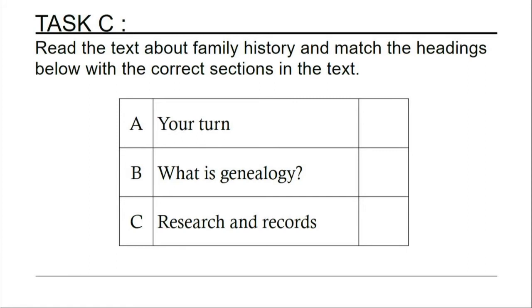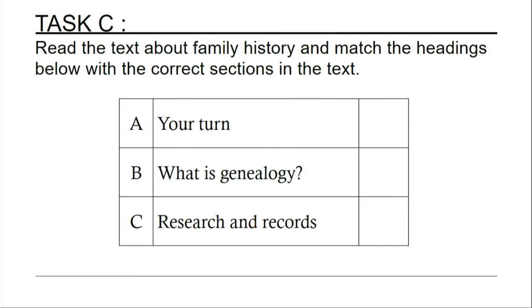Now let's look at the instructions for task C first. Read the text about family history and match the headings below with the correct sections in the text. In other words, the task requires you to understand the main point in each paragraph and see which heading in the slide is suitable for each paragraph. Remember the text that we read through just now? How many paragraphs does the text have? 4, right? If you look at the task, you only have 3 headings to match. This means that 1 paragraph or section will be out.